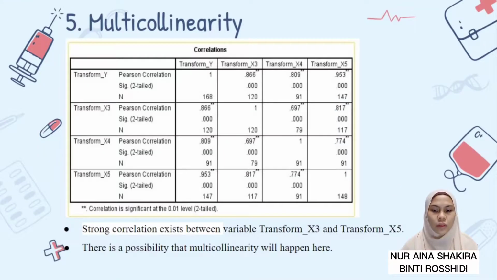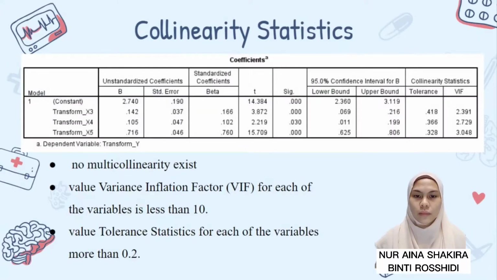There is a strong correlation between the transformed variable x3 and transformed x4. This is because the correlation coefficient of these two variables is more than 0.8. So, there is a possibility that multicollinearity will happen here. From the collinearity statistics table, we can see that there is no multicollinearity in this dataset after transformation has been made. This can be seen from the output above, where the variance inflation factor for each of the variables is less than 10. The tolerance statistic for each of the variables is also more than 0.2. So we can conclude that multicollinearity does not exist in this dataset, even though there is a strong correlation between the variables.